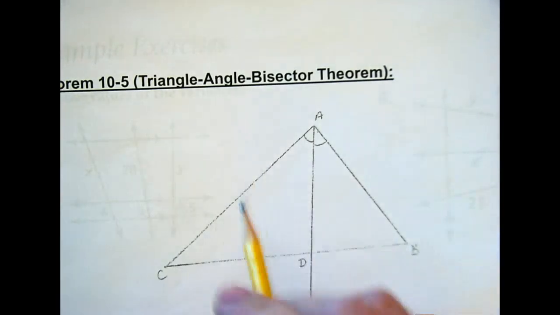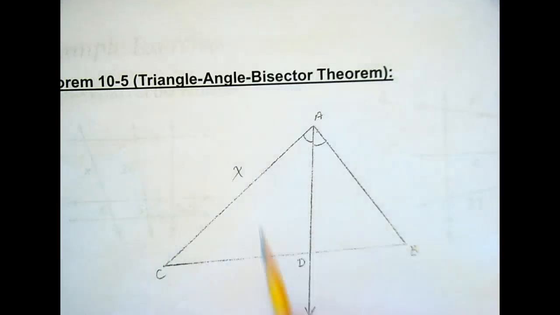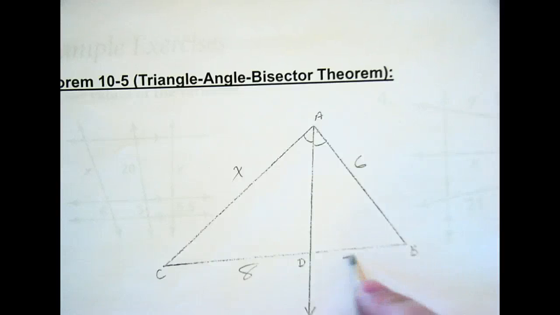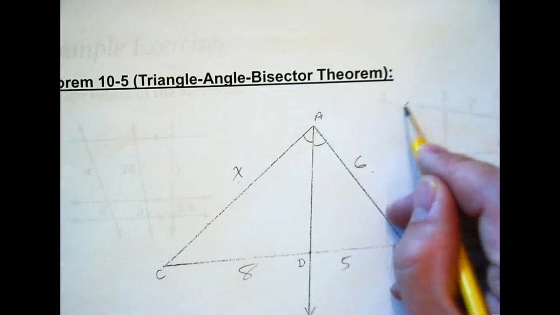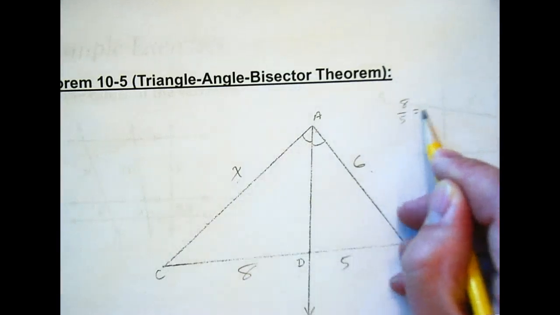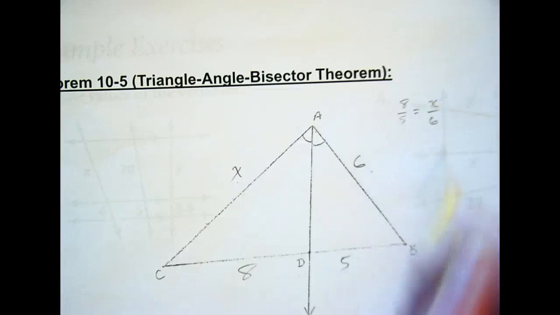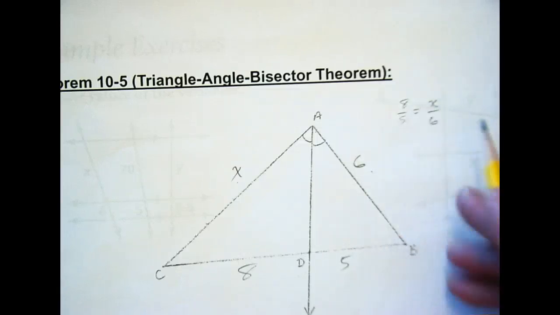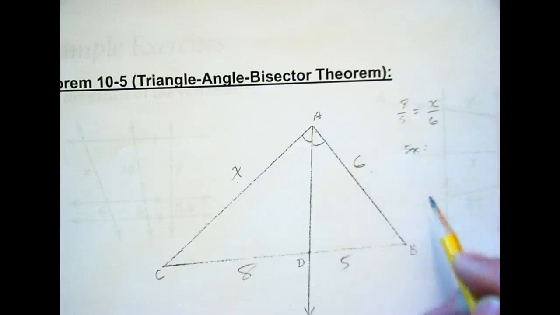Let's say I have a length here. Let's call this X and let's call this 8. Let's call this one 6 and we'll call this one 5. So from here to here. The book says 8 is to 5 as X is to 6, right? If you think of that, 8 is to 5 as X is to 6. When you cross multiply, you get 5X equals what?